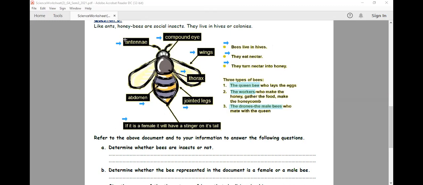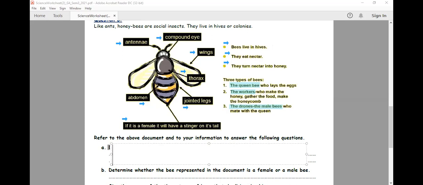Are bees insects? Are bees insects or no? Determine whether bees are insects. So help me write the sentence. Bees are insects. That's it? Done?